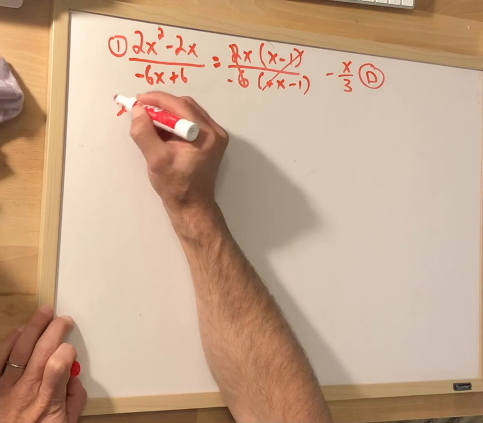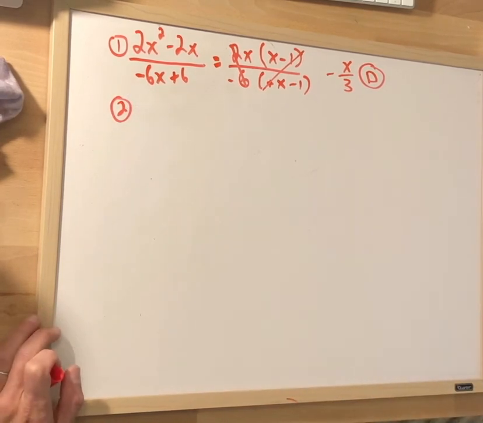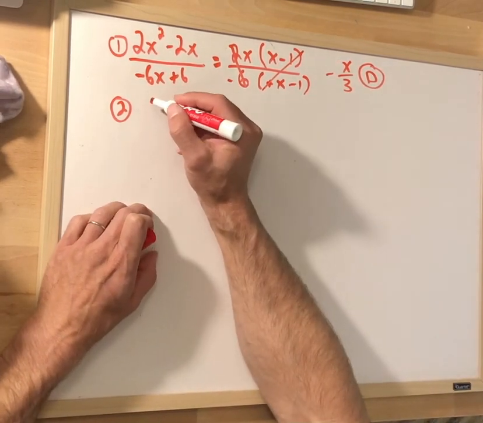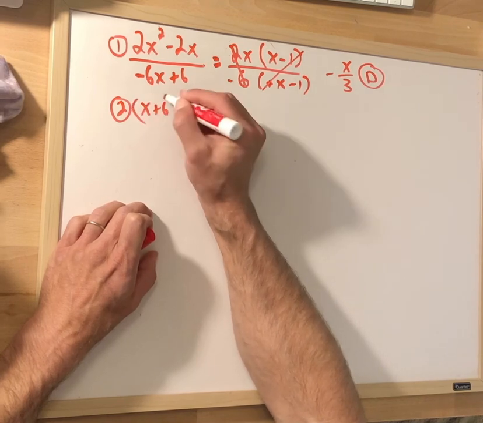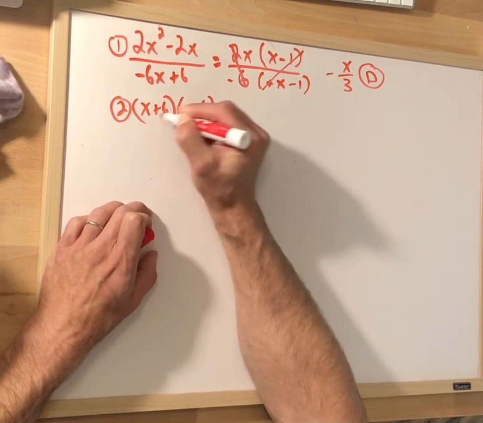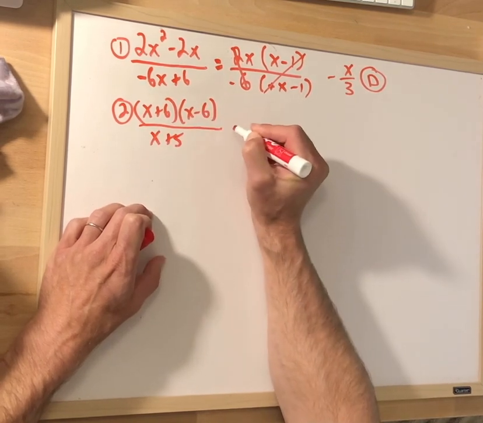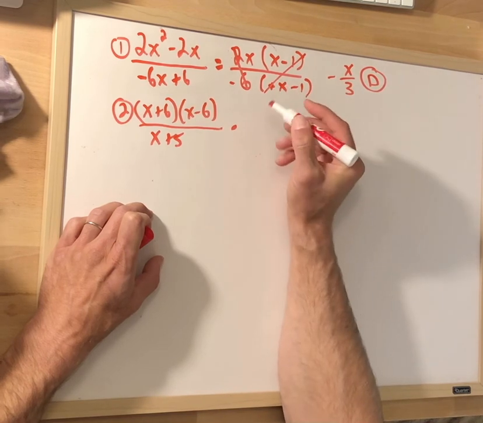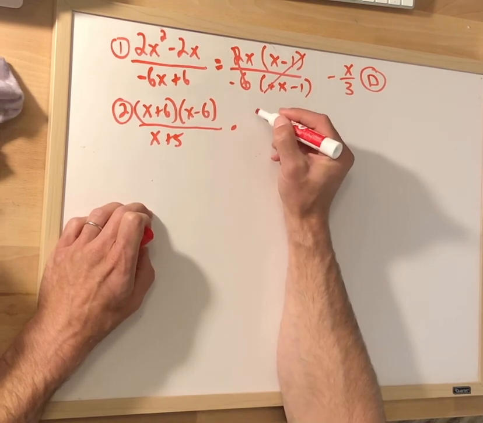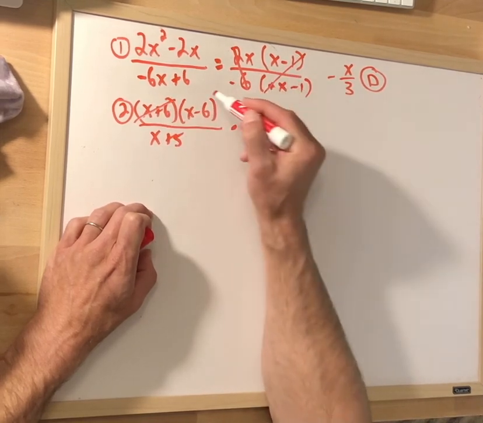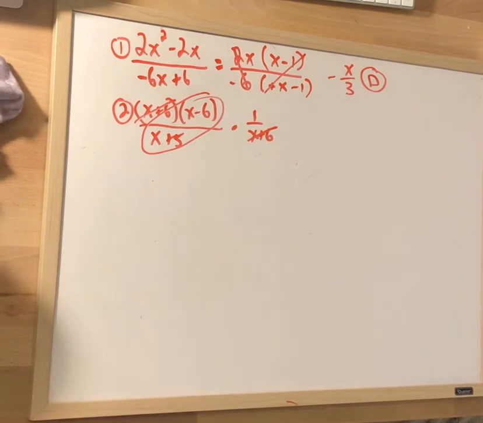All right, for number 2. Number 2 is super simple. You're just factoring the top, which is going to be x plus something and x minus 6, divided by x plus 5. Now it's divided by, so I'm going to change it to the multiplication of the reciprocal, which is 1 over x plus 6. This cancels out and this cancels out, leaving me x minus 6 over x plus 5, which is letter choice C.